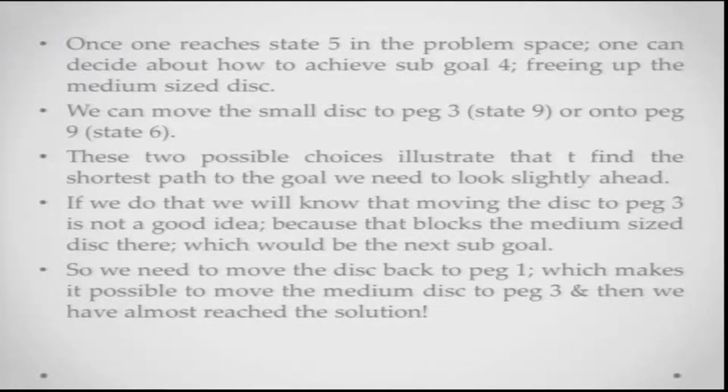Now these two possible choices are between moving the smallest disk back again to peg 3 or onto peg 1, and that will be the sub goal 6. If you have this idea that moving the disk to peg 3 is not really a good idea because it blocks the medium sized disk, you will not put the medium sized disk on top of the smallest disk. So what you have to do is move the smallest disk back to peg 1, as I was saying, which makes it possible to move the medium sized disk to peg 3, and then you can bring the smallest disk here.